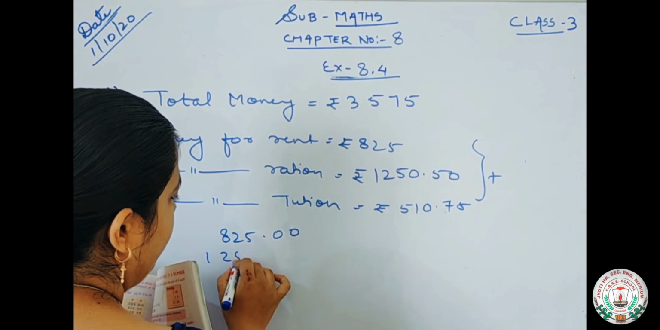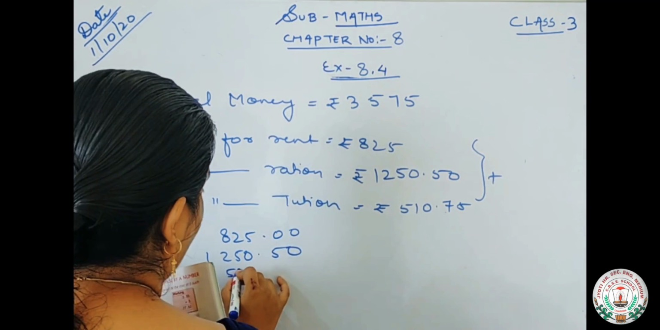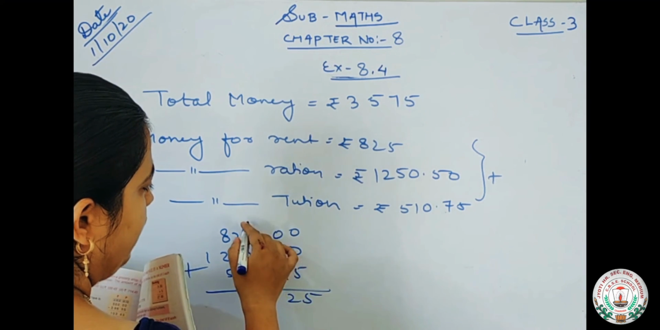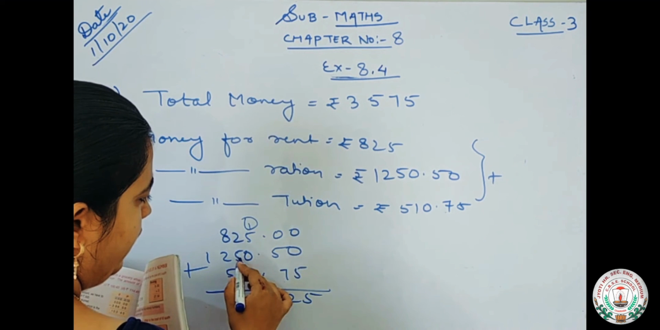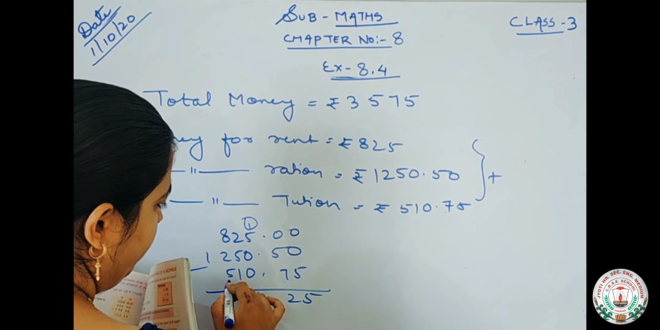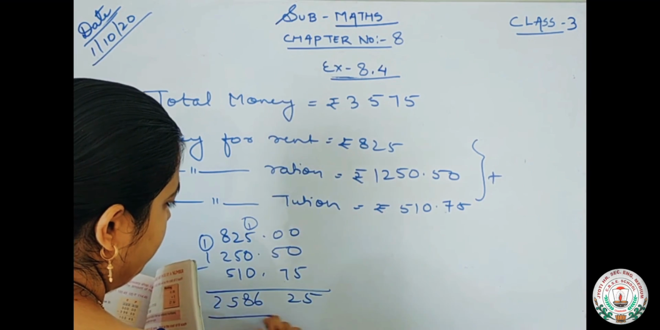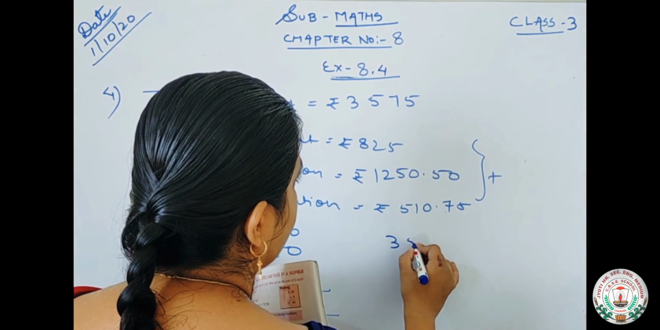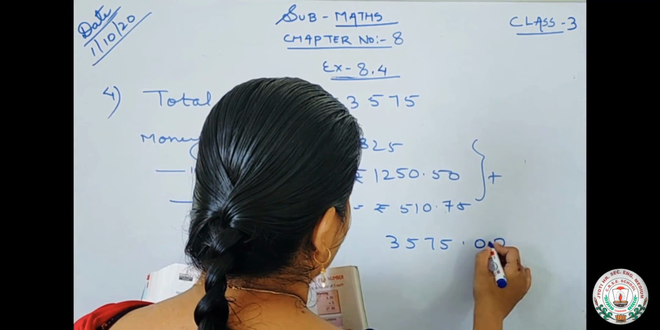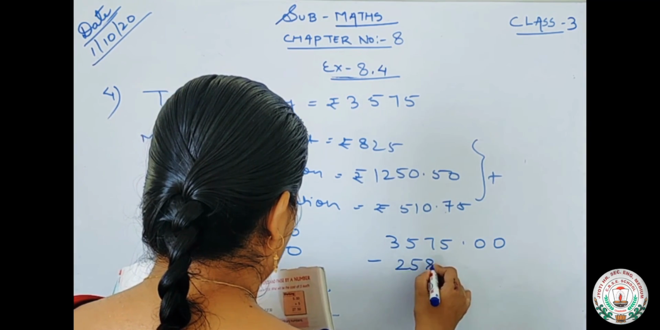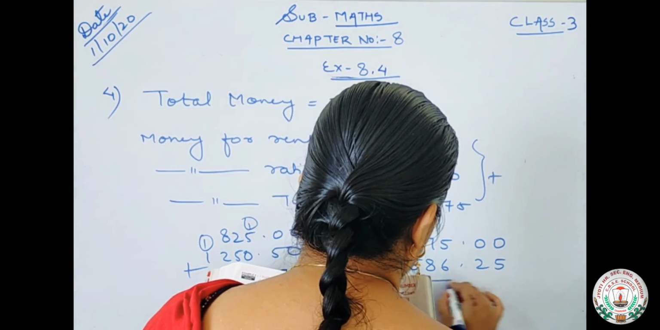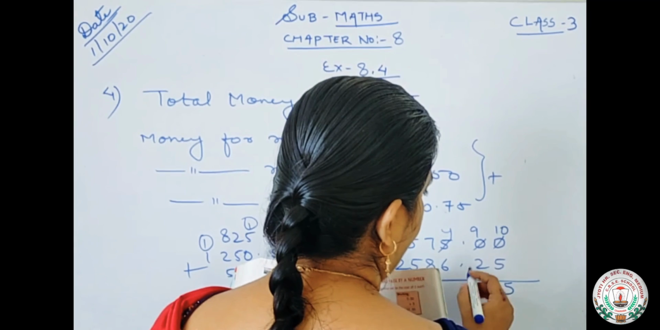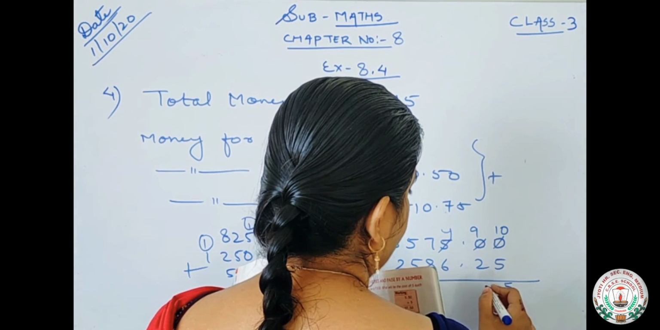Okay, so add this: 825.00, 1250.50, 510.75. First we will add this. 5, 7 plus 5, 12, 2, carry 1. 6, 5, 6, 7, 8, 10, 15, 5, carry 1. So the total expenditure is 2,586.25 and the total amount is 3,575.00 minus 2,586.25. Okay. 4, 9, 10. 10 minus 5, 5. 9 minus 2 is 7.